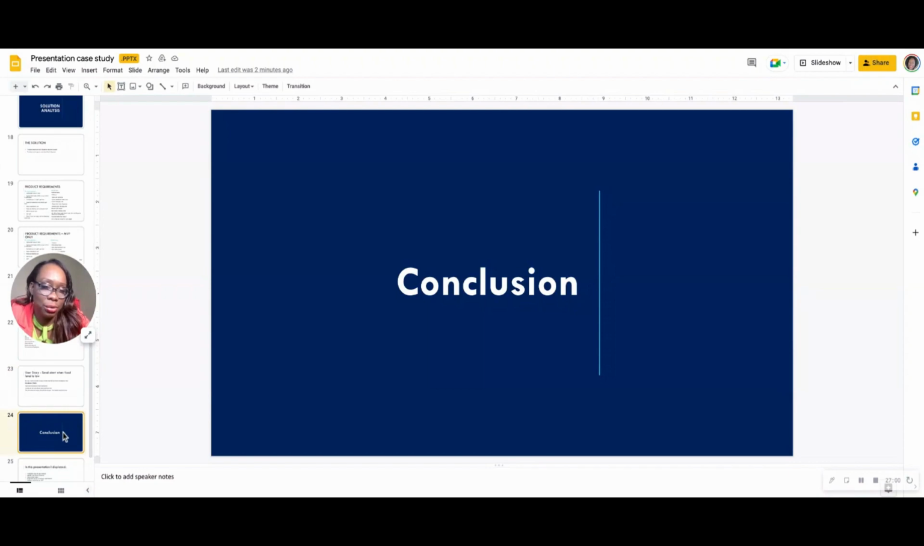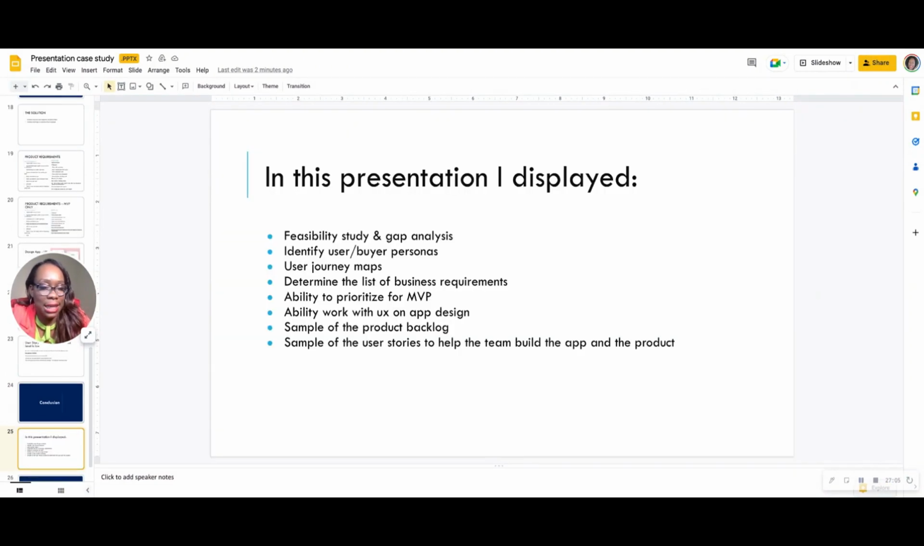And so that's your conclusion. So in conclusion, in this presentation, I've been able to display feasibility study and gap analysis. I've been able to identify users and buyer personas. I've been able to show the user journey and the journey maps. I've been able to determine the list of business requirements needed for this to be materialized. I've been able to show how I would prioritize and determine the MVP. I've been able to work with the UX designer on designing the app and show you what the mock-up of that app would look like.